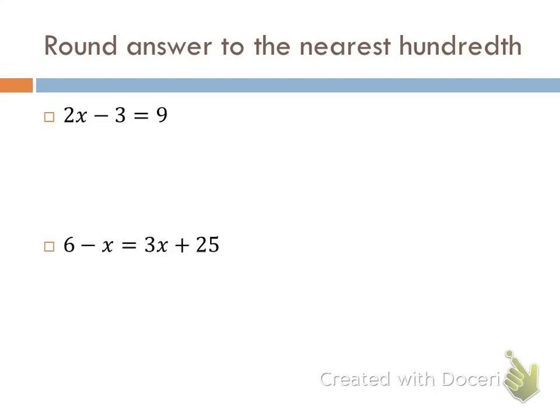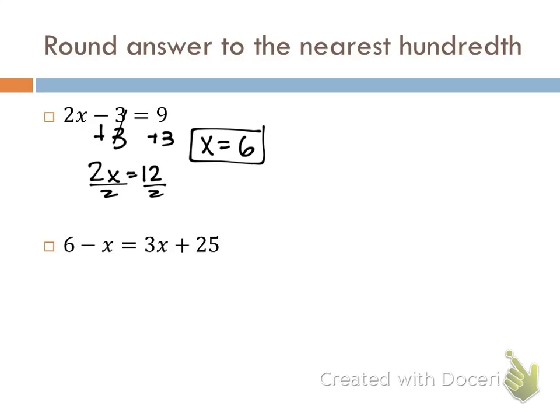All right, Valentina, tell me what you did on this first problem to solve for x. So I added 3 on both sides. Very good. Add 3 to both sides, and we get 2x is equal to 12. Blaine, what am I going to do now? Divide by 2 on both sides. Very good. Divide by 2 on both sides, and x is equal to 6. Perfect. Okay, now let's do the second equation.